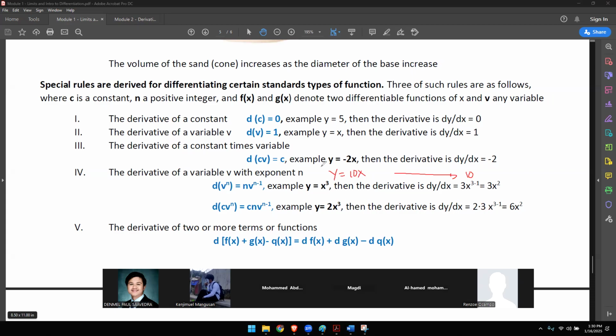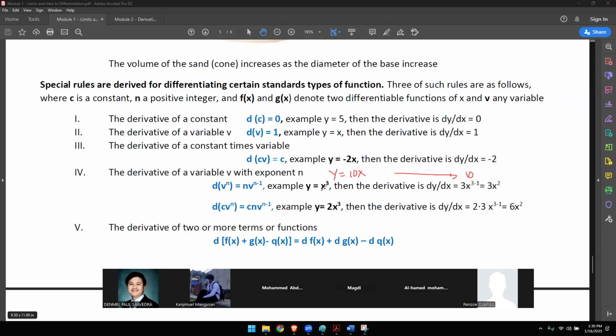Can you guys follow so far for the first three derivation rules? Yes, sir. Okay. Now the other one is still a constant and then a variable, but with an exponent.